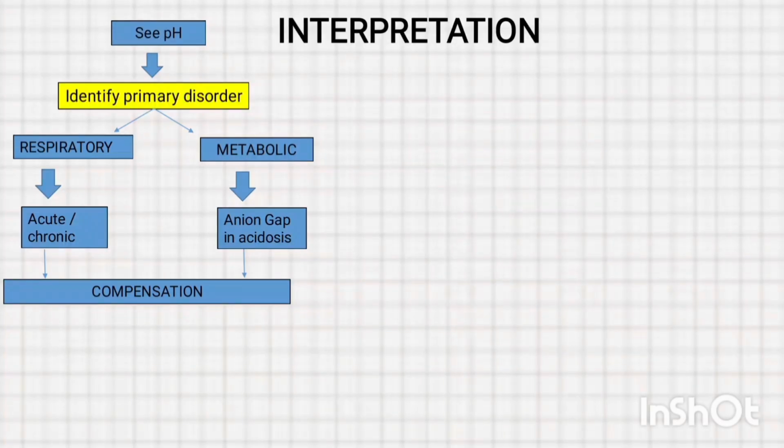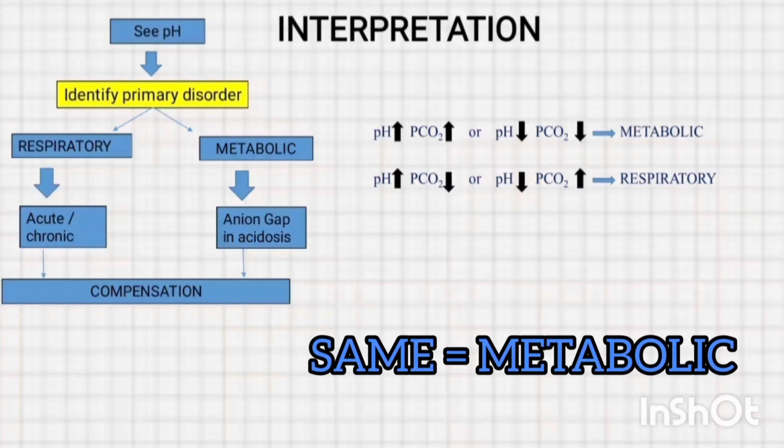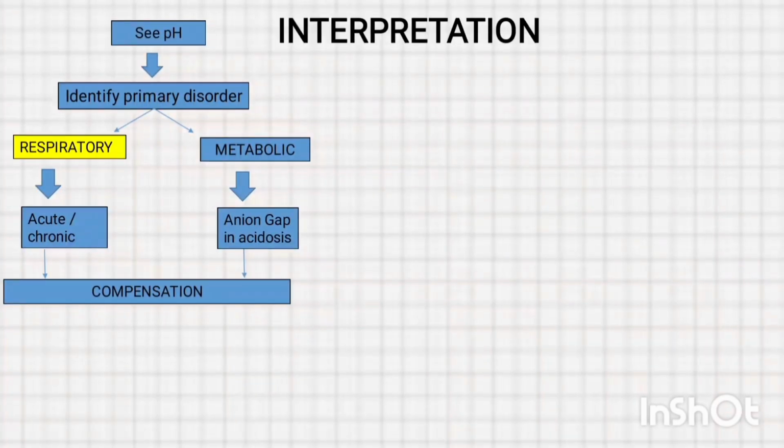Next, coming to identification of the primary disorder. Here we have one small hint that we get from pH and PaCO2. If pH and PaCO2 are in the same direction, then it is metabolic. If both are in opposite directions, then it is a primary respiratory cause. Next thing, if I see a primary respiratory disorder, then I have to know if it is acute or chronic. So how will I know if it is acute or chronic? First, based on the history. If the patient is coming with a history of sudden onset of complaints, then it is most likely acute.